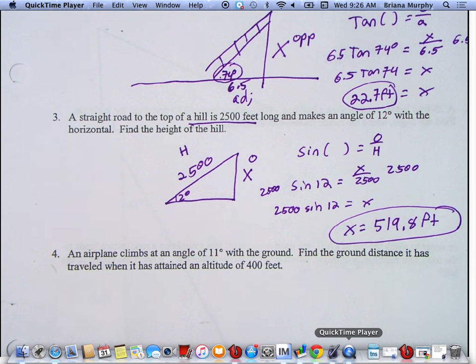Who's stuck? Let me know. Would you put the 400 on the ground or the vertical line?